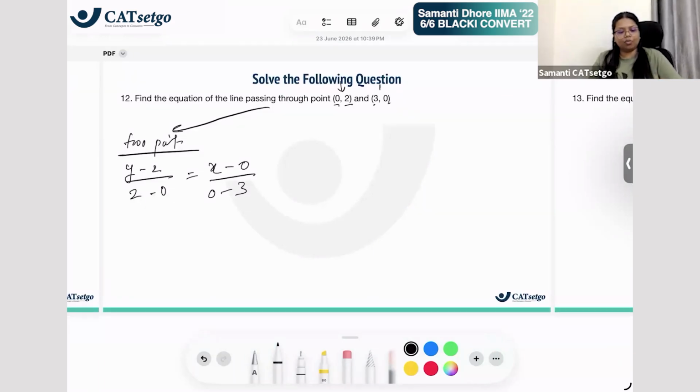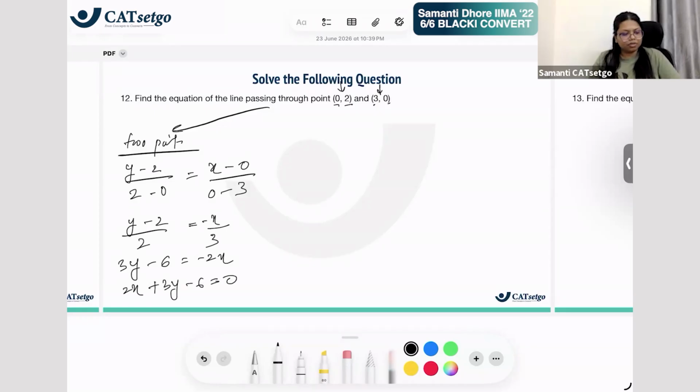So this is 2 points. They have given you 2 points, right? So use the 2-point formula, right? So 2-point formula के हिसाब से this becomes y minus 2 by 2 is equal to minus x by 3. अब इसको simplify करके लिखो, ऐसे ही लिखो, तुम्हारी मर्जी है, you know? 3y minus 6 equals minus 2x. So 2x plus 3y minus 6 equals 0.